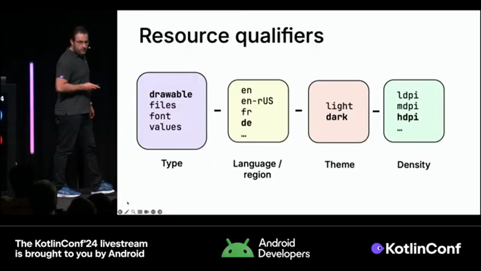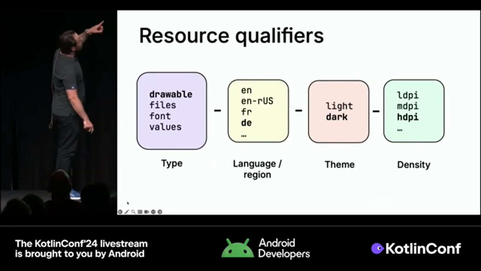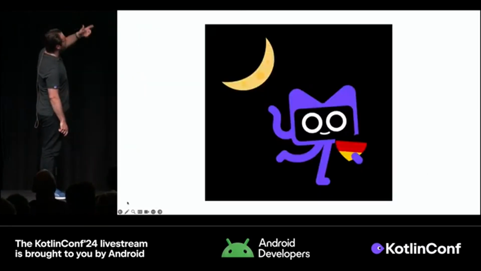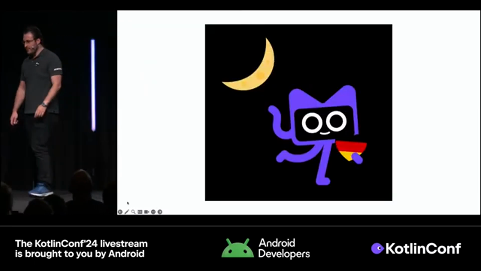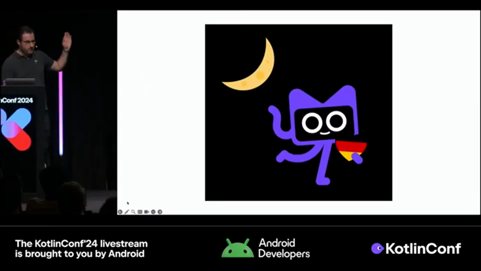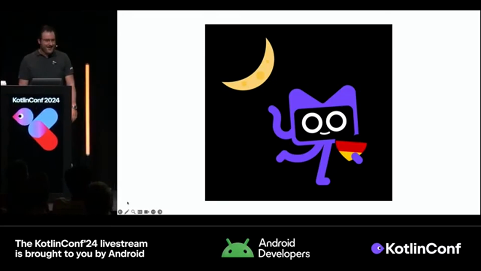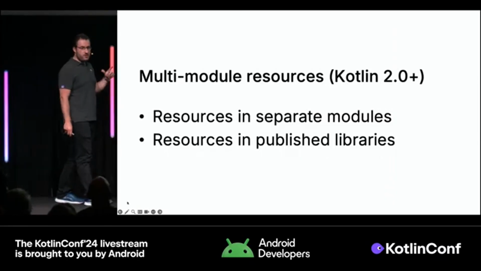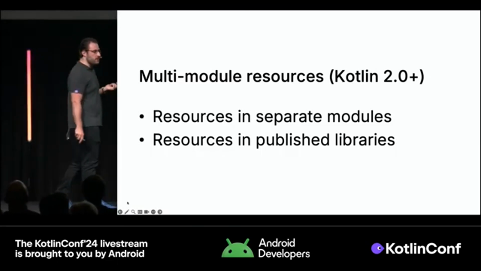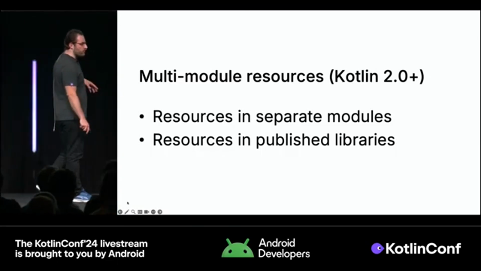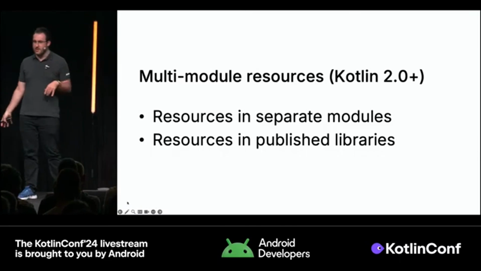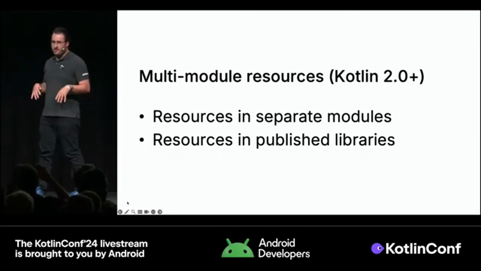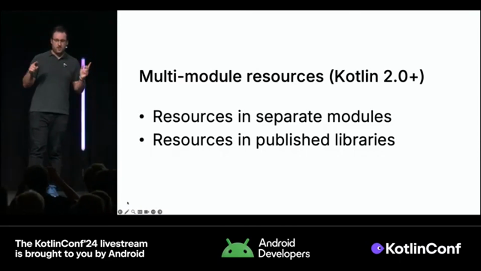For example, if you look at a German dark mode drawable, that is what I would imagine that would look like. Has gone through great user testing. We also support multi-module resources if you're on Kotlin 2.0 Plus, which means you can create libraries or separate modules for your applications, and you can throw resources in there and they will also resolve correctly.